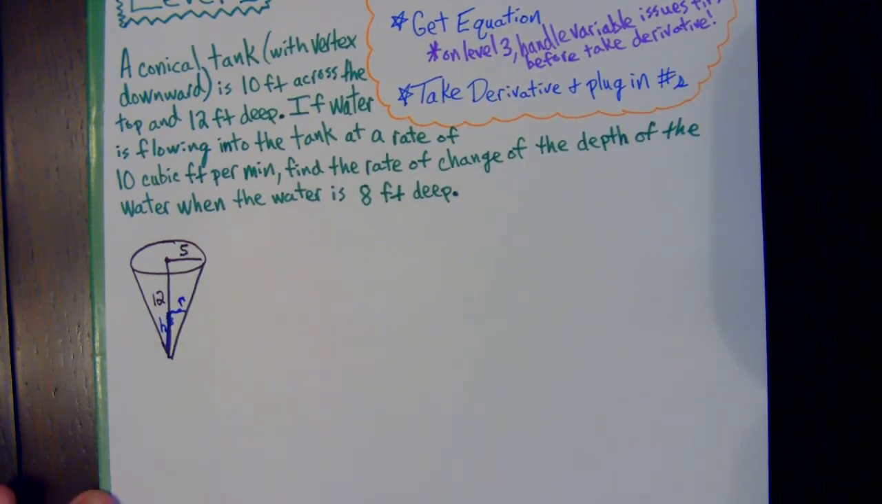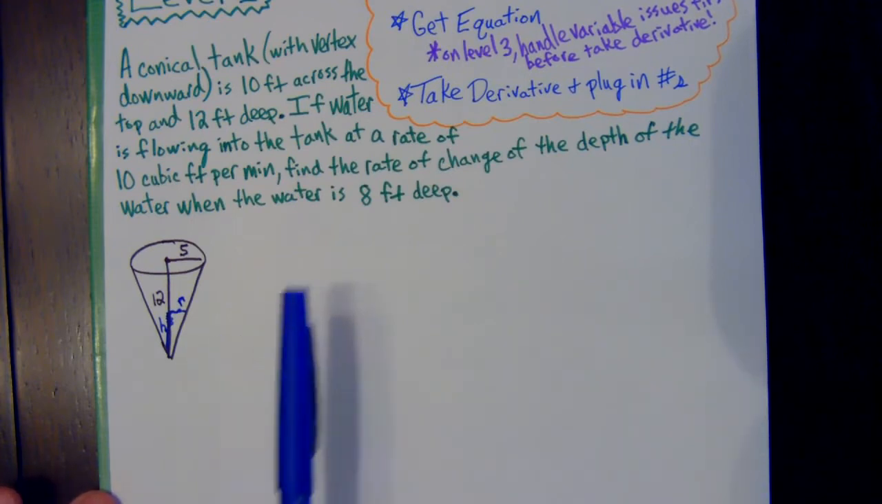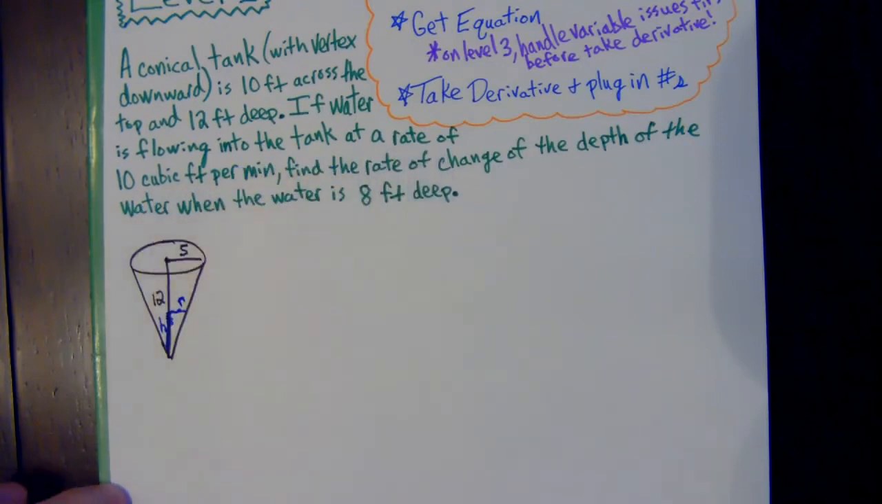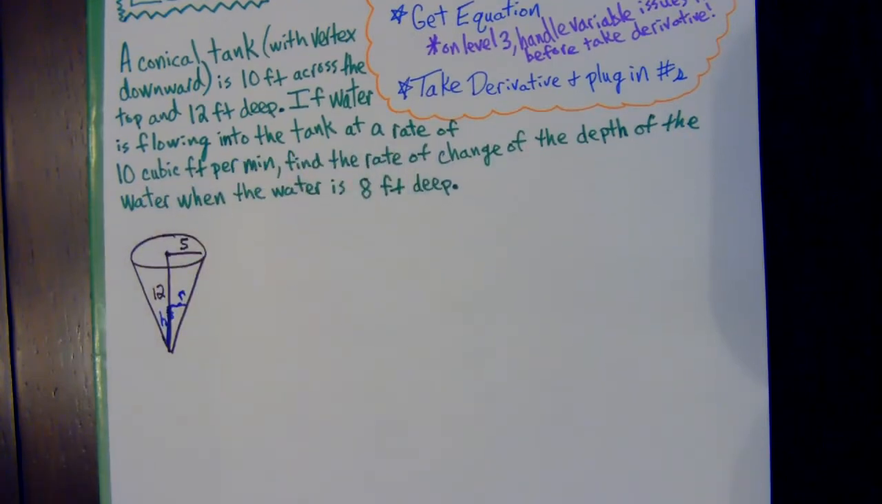And then I'm going to read the rest of the problem. Translate the words into symbols. So I've got my picture drawn. And then it says water is flowing into the tank at a rate of 10 cubic feet per minute. You've got to think, what is that? Is that a dR/dt, a dV/dt? You're flowing water into the tank. So it's like it's filling up.